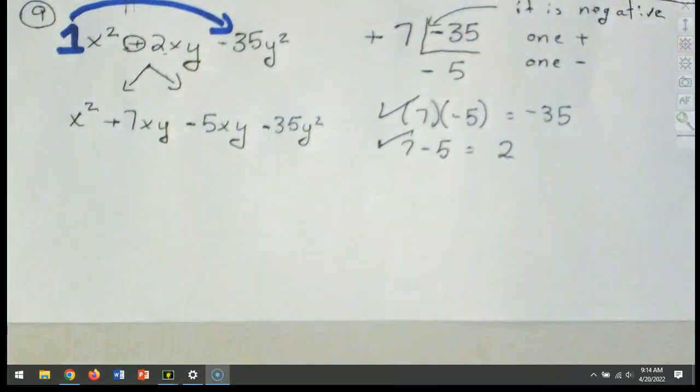Is everyone okay with what we've got so far? Everyone all right with that so far? Split that middle up. So you always, with 3 terms, you try to make it 4 and try to factor it by grouping.